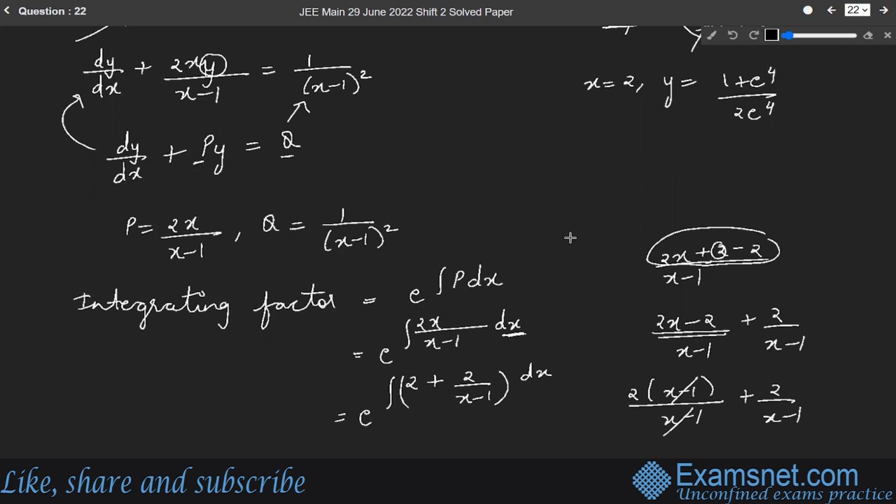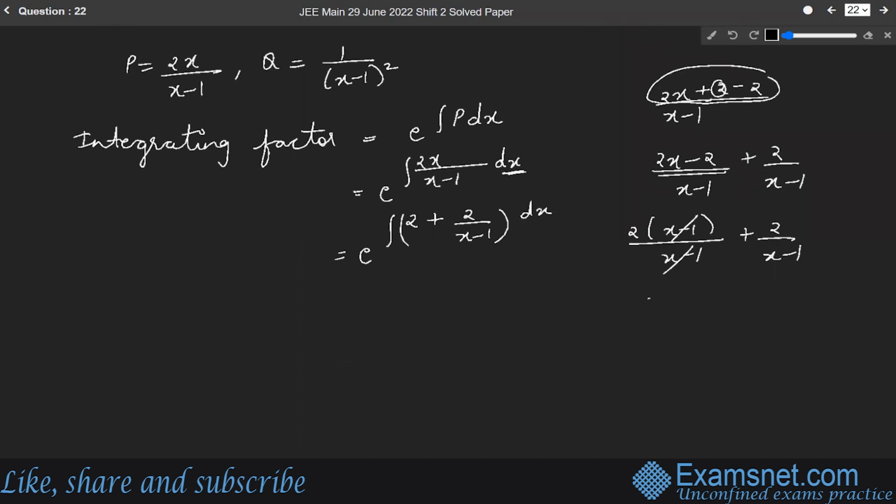So it will be 2x. Let us solve it. Integral of 2 dx. 2 is a constant. Integral of dx is x. So the first term will be 2x. So we have e power 2x.